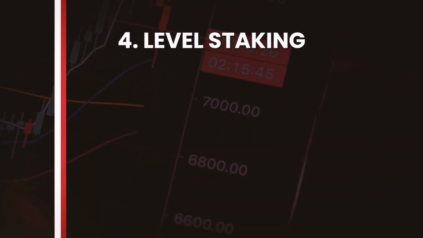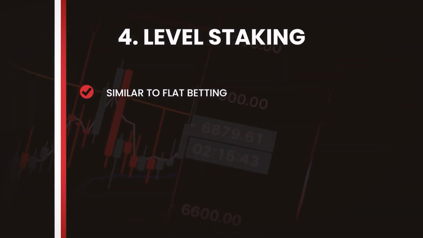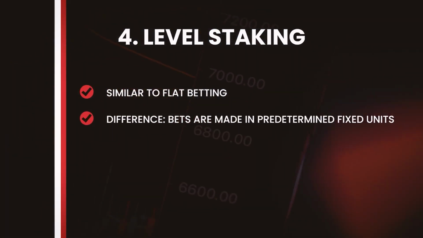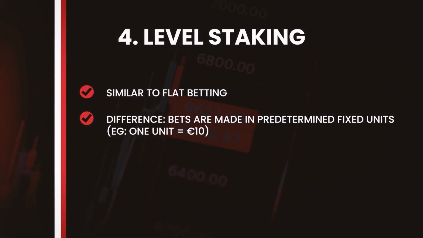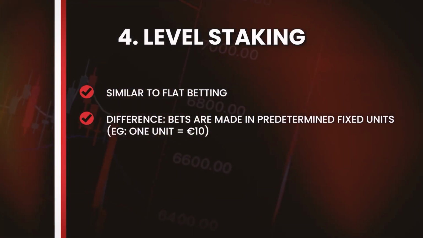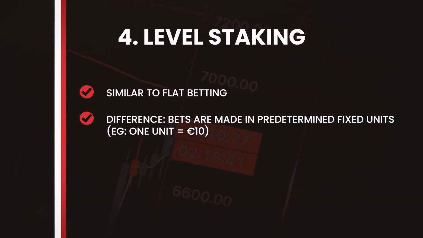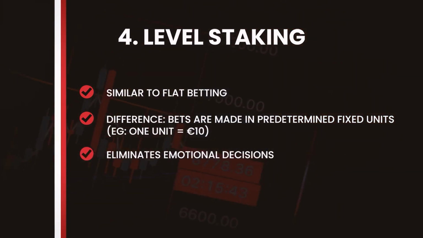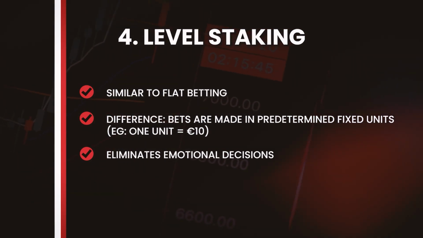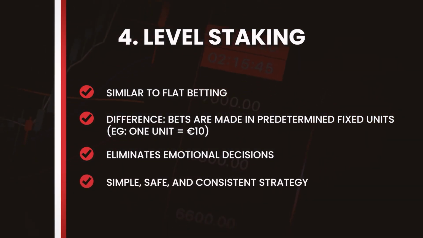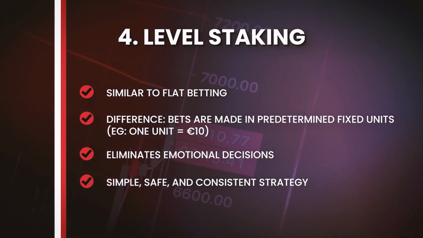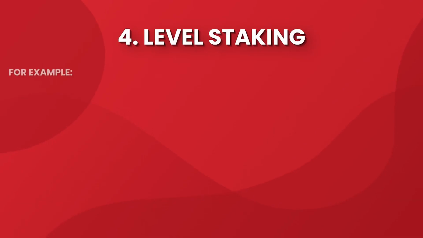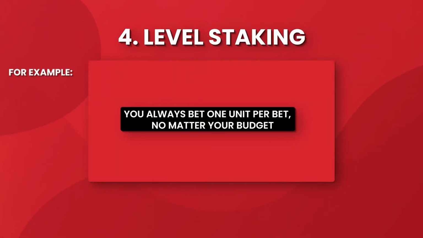Number 4 is level staking, which is similar to flat betting. However, the difference is that bets are made in predetermined, fixed units. For example, 1 unit equals 10 euros, often used to compare tipster performance. It helps eliminate emotional decisions and provides easy performance tracking. Level staking is simple, safe, and suitable for consistent strategies without major variance or stress. For example, you always bet 1 unit per bet, no matter your budget.